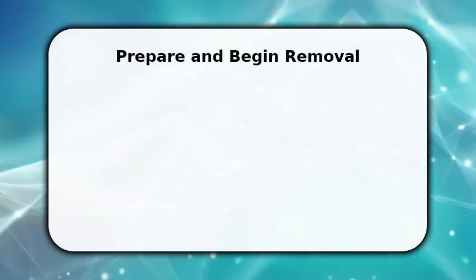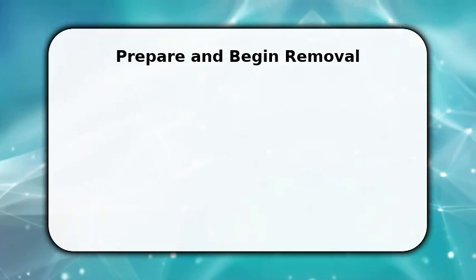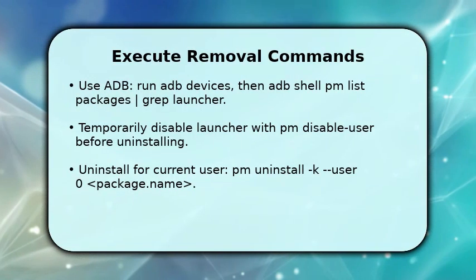Connect the phone and accept the RSA prompt. These steps let you run ADB commands safely. Begin now to list installed packages and find the launcher package name you'll remove. You'll now use ADB to locate and remove the launcher.